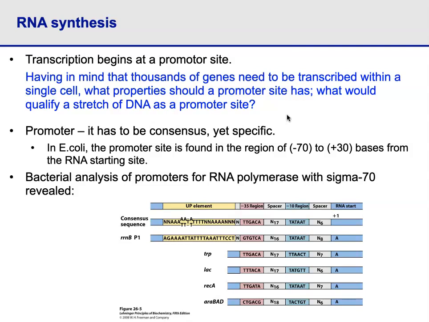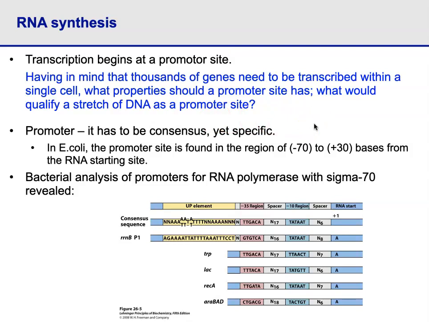How can the body or the cell control the expression of its own genes? Because the genetic material is exactly the same in every single cell, while the cells have very different functions. Each cell has a very different function. Each cell type, I should say. But let's get back to the promoter site. So, what property should a promoter site have, and what would qualify a stretch of DNA as a promoter site?